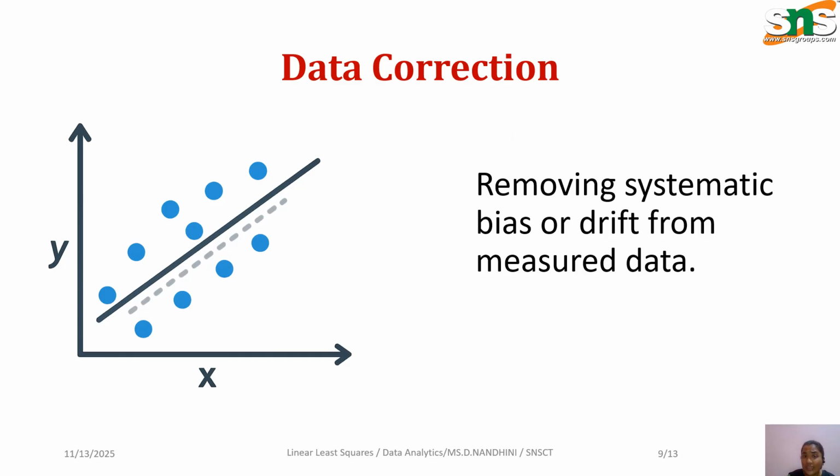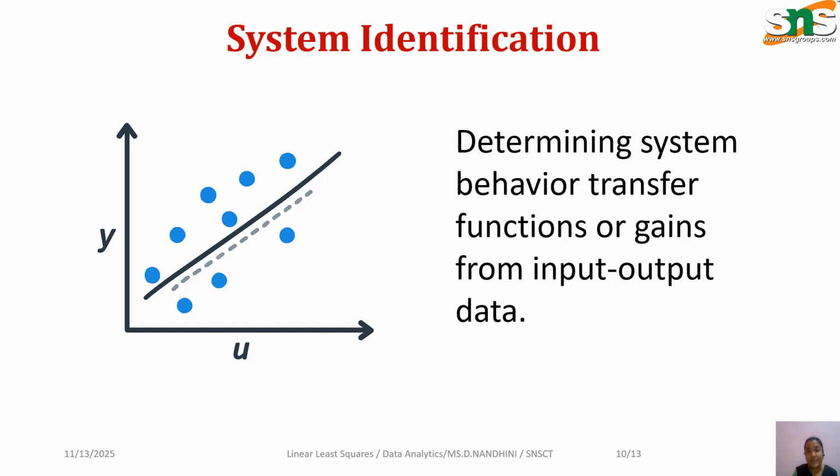Next is data correction. In this data correction, what are the difficulties, how the error gets biased, how we remove the errors, and how the data has been measured. Next one is system identification. In the system identification, we should determine the system's behavior, what the function is, how it takes the inputs and returns the output. These are the things we are seeing here.